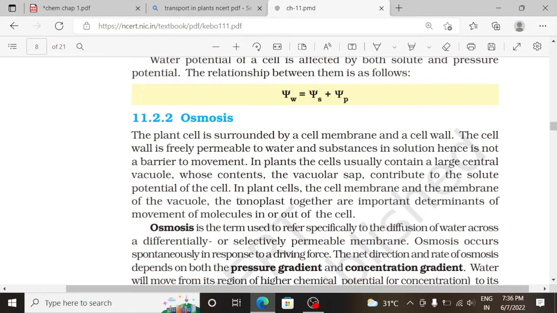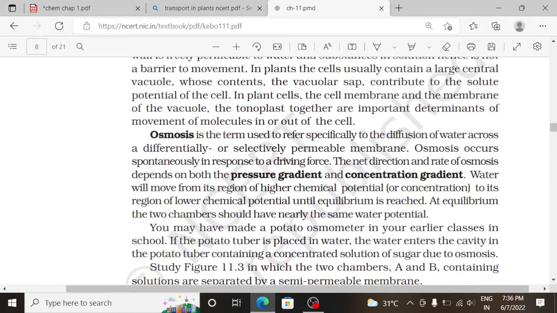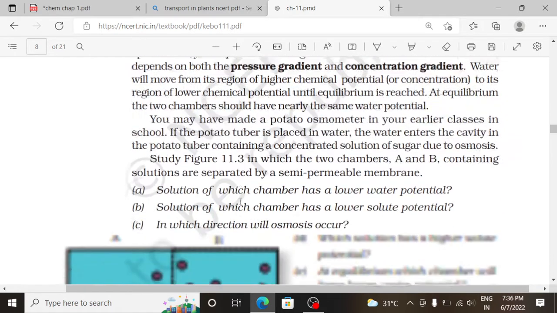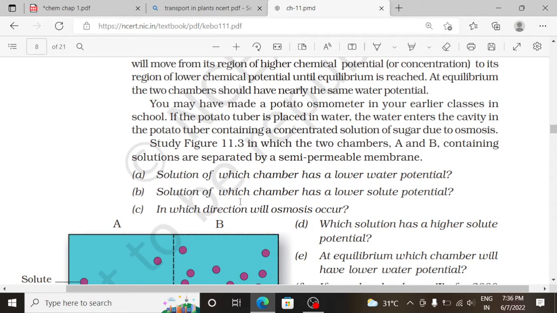Osmosis is the term used to refer specifically to the diffusion of water across a differentially or selectively permeable membrane. Osmosis occurs spontaneously in response to a driving force. The net direction and the rate of osmosis depends on both the pressure gradient and the concentration gradient. Water will move from its region of higher chemical potential or concentration to its region of lower chemical potential until equilibrium is reached. At equilibrium, the two chambers should have nearly the same water potential.